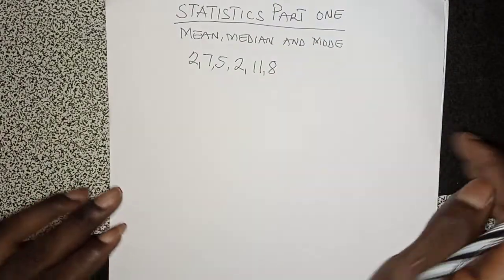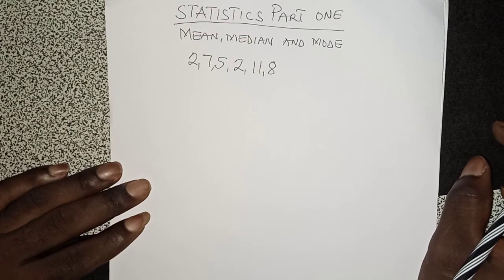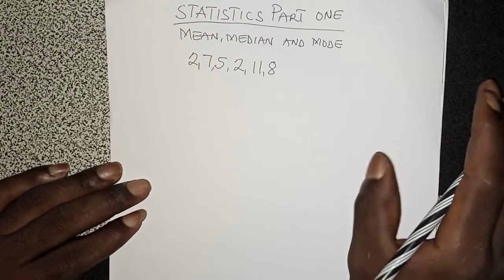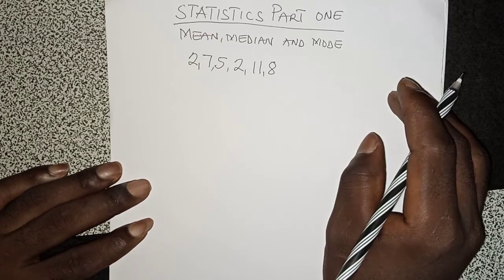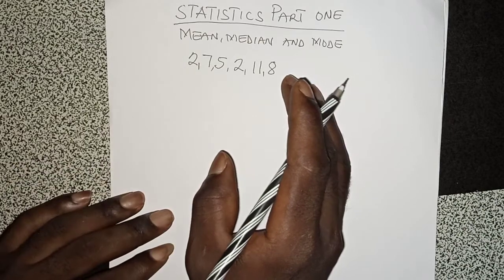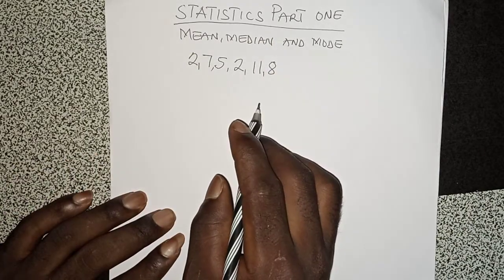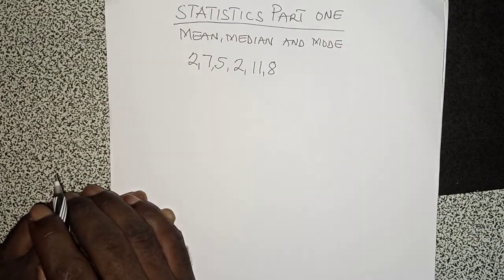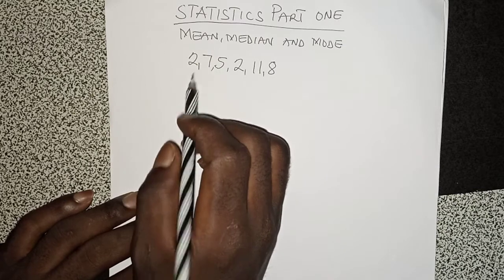Welcome back, and today we're going to be looking at statistics, part one of the statistics, and we're going to be looking at mean, median, and mode. Those are the things specifically we are looking at in part one. Maybe in the other part we'll be looking at the average, the standard deviation, the other aspects of statistics. But for today, we're focusing our attention on mean, median, and mode.